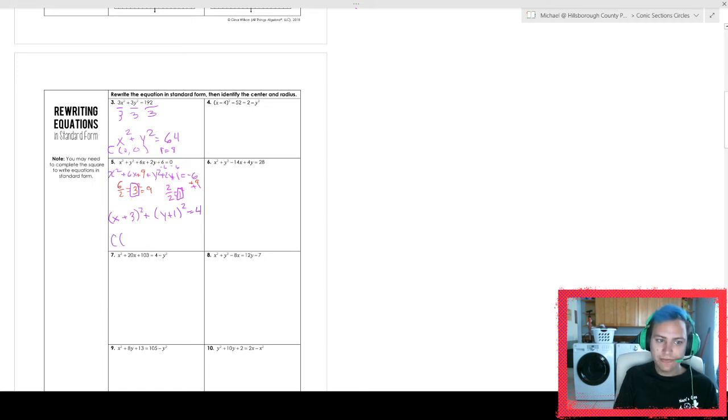The center is at negative 3. Remember, it's the opposite, and the opposite, negative 1. And the radius is equal to the square root of 4, which is 2. Pretty easy.